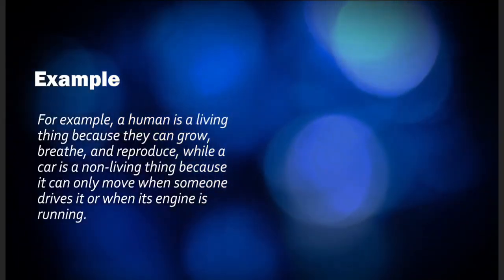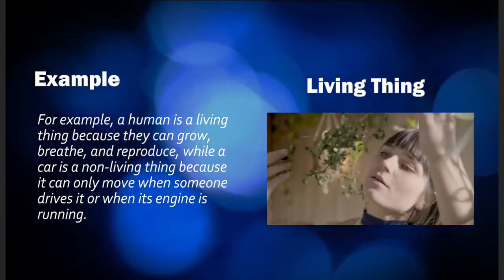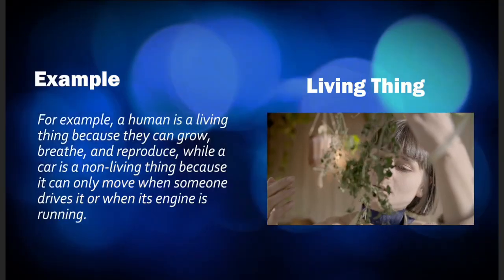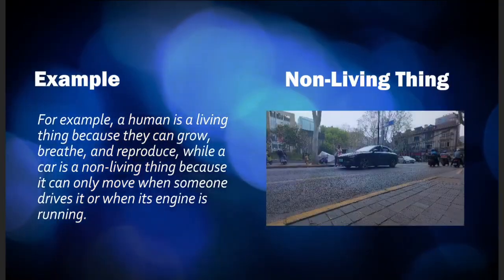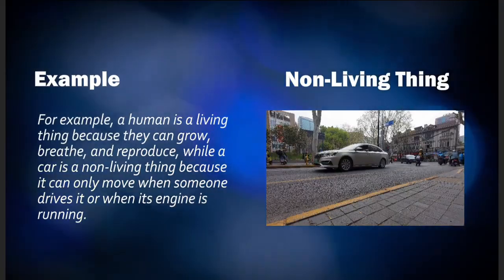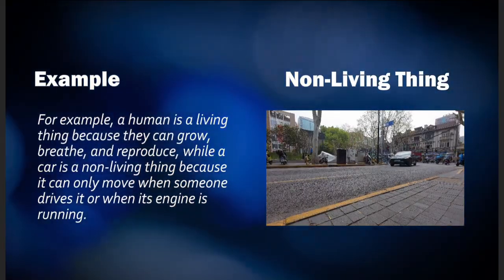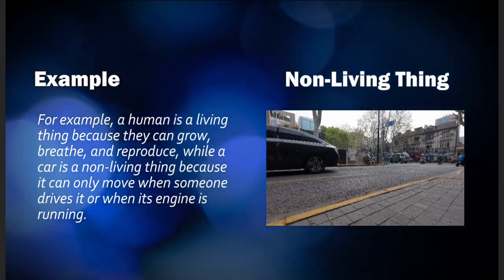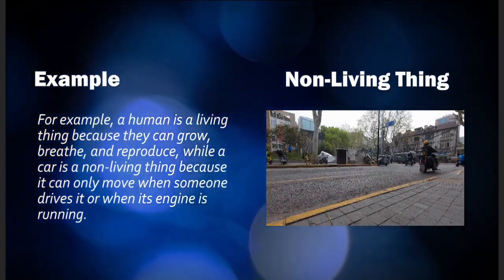For example, a human is a living thing because they can grow, breathe, and reproduce, while a car is a non-living thing because it can only move when someone drives it or when its engine is running. So, that's the difference between a non-living thing and a living thing.